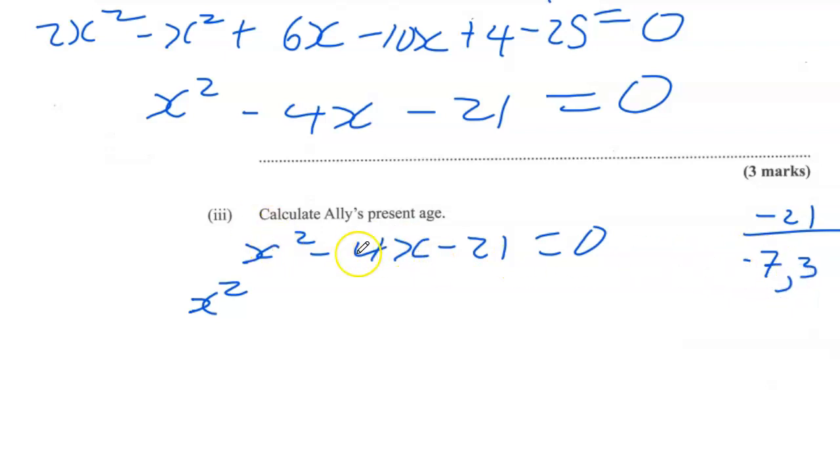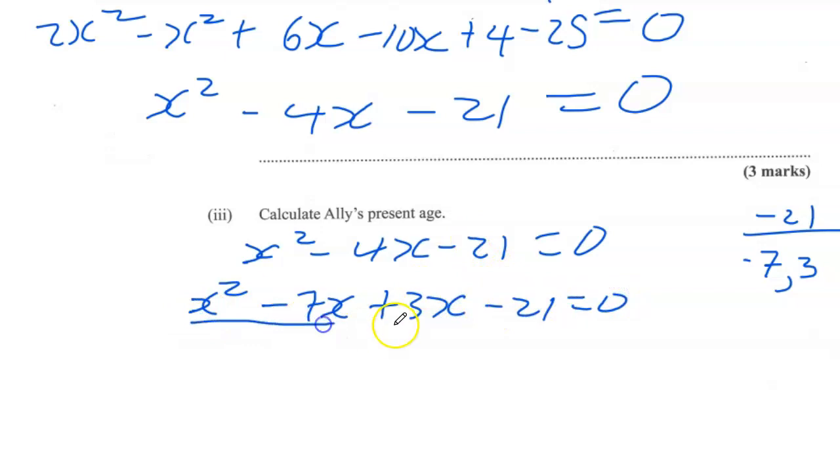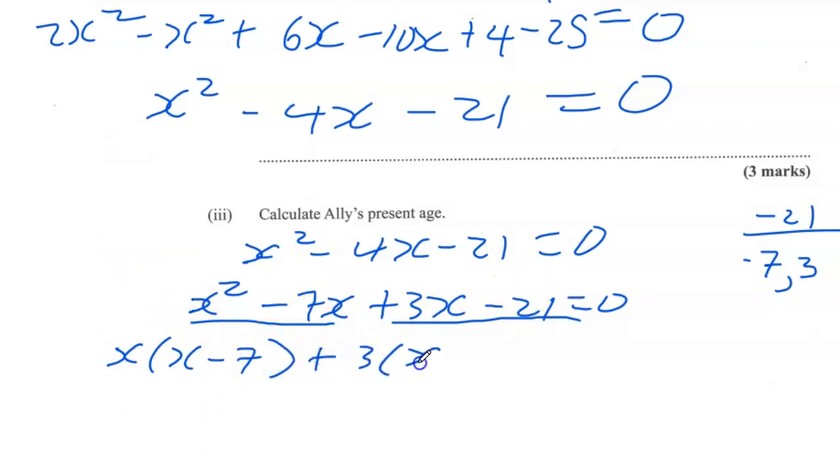So we can rewrite the middle term as minus 7x plus 3x. We have our minus 21 there. So we factor by groups. First pair, we have x into x minus 7. The second pair, we have 3 into x minus 7.